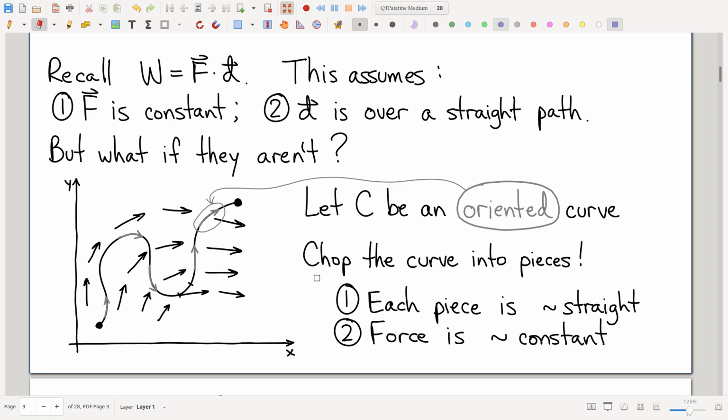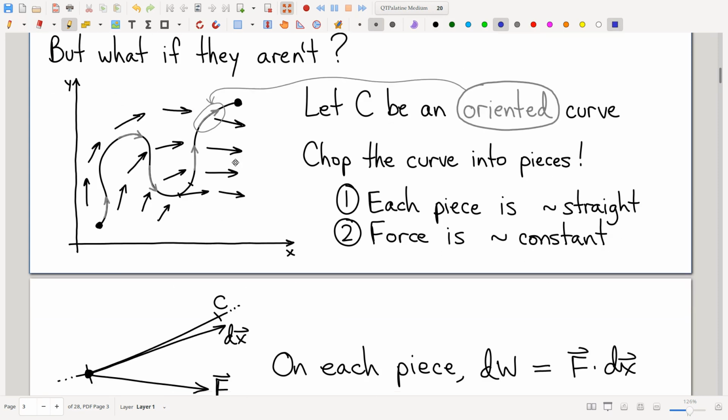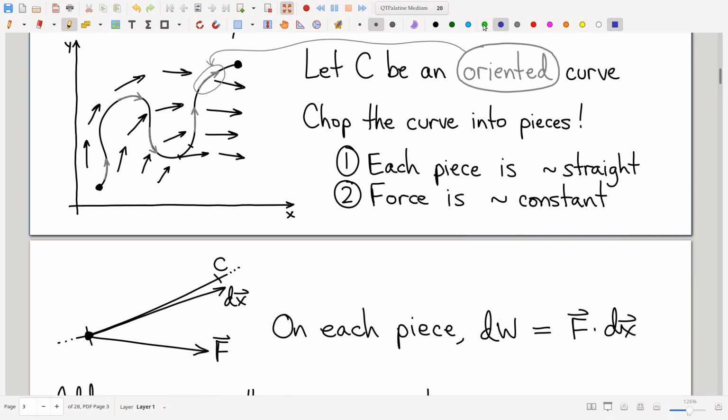Okay, let's see here, moving along. Okay, so with that in mind, we can write some stuff down. Let's, again, think about one little piece of curve, perhaps like so. How would I compute the amount of work that it takes to move along that curve?